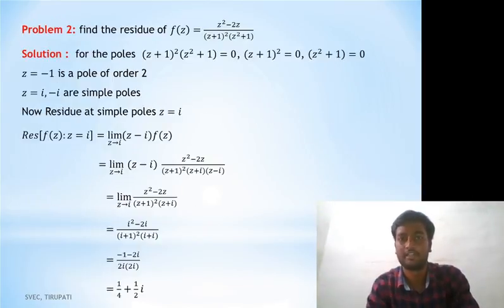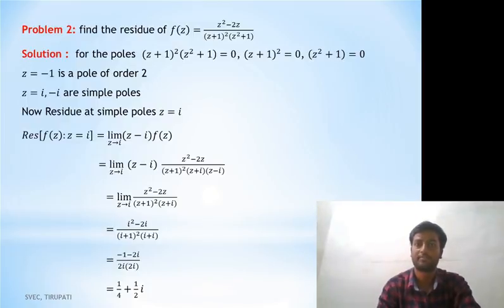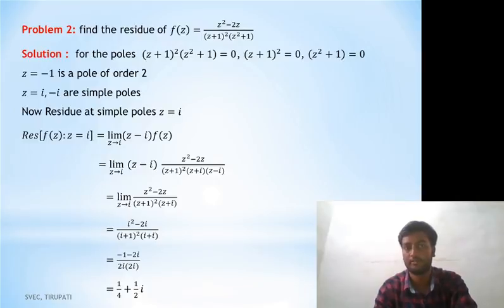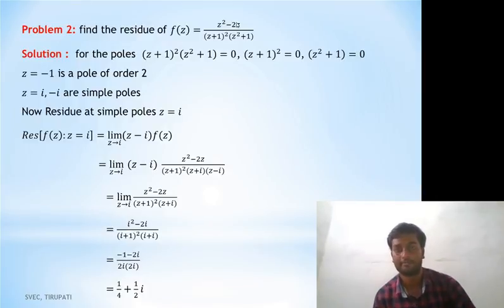Find the residue of f of z. The given function f of z is z square minus 2z by z plus 1 whole square into z square plus 1. First you have to find the poles. For poles, you have to equate the denominator to 0. So z plus 1 whole square into z square plus 1 equal to 0. See, z plus 1 whole square means z equal to minus 1, minus 1. z square plus 1 equal to 0 means z square is minus 1, z is plus or minus i. So z equal to minus 1 is a pole of order 2, and i and minus i are simple poles. So you need to find residues at all these poles, right?